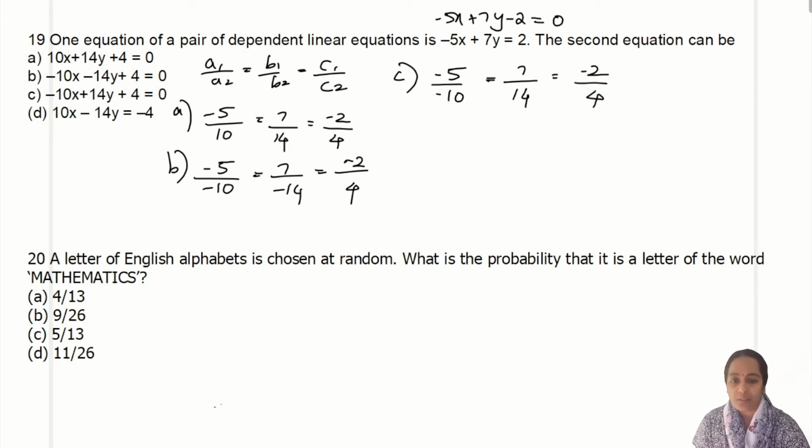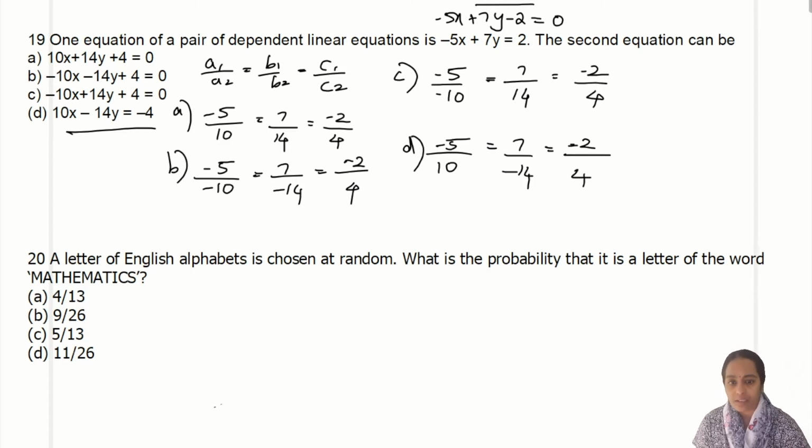So let me go to option D. Option D, look at the equations. I have minus 5 divided by 10 equals 7 divided by minus 14 equals minus 2 divided by plus 4. When I look at option D, I have here minus 1 by 2, here also minus 1 by 2, here also minus 1 by 2. So everything is equal, which means the condition is satisfied for the lines to overlap each other, for lines to be dependent. So option D is the correct answer. So we have the next question here.